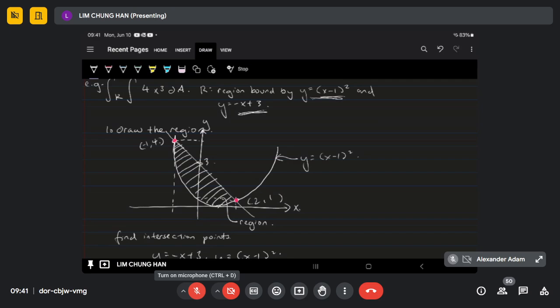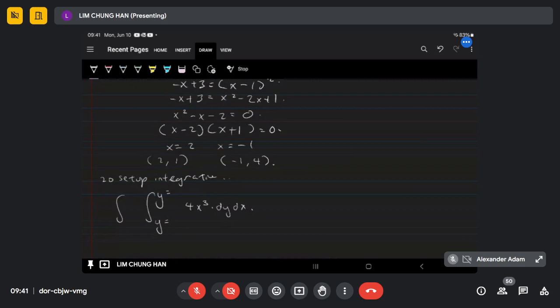x squared and negative x plus 3. Okay, very good. Thank you. Who is that? Ryan. So the x squared is at the bottom, right? Because that's the one you hit first. Is that correct? Yes. Okay, good. Thank you.